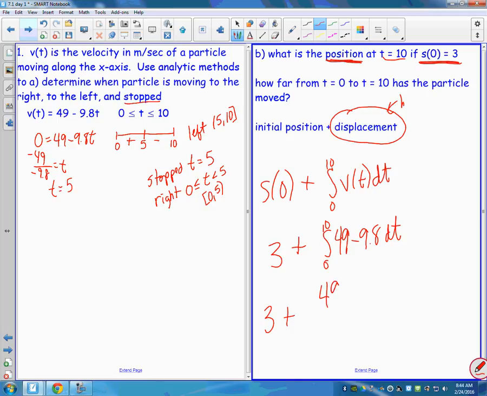So I would get what? 49t minus 9.8 t squared over 2. Do you agree with me on that? From 0 to 10. Not 3, the 3 is just extra, plus 3. And 0 is a great amount to have, right? So I plug 0 in there.